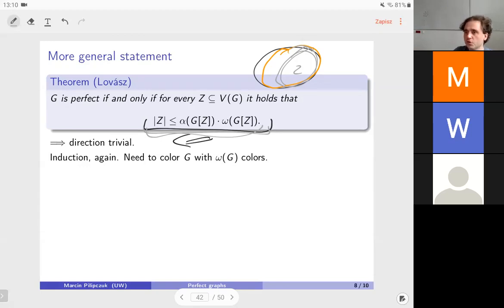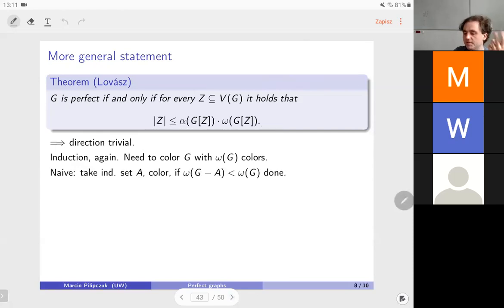now we are trying to color the graph with omega independent sets. Let's start with the previous one: take an independent set, color it with red, and try to color the rest. This is the same reasoning we had previously.